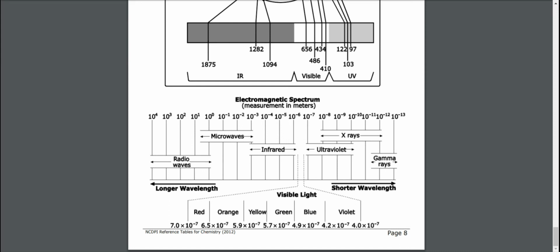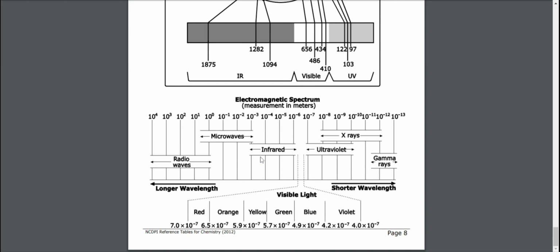Now let's look at the whole spectrum. On the left, the low energy side, we have radio waves. And it shows they have wavelengths of 10 to the fourth, that's 10,000 meters, down to about 1 meter. 10 to the 0 is 1. Then microwaves. These carry your cell phone signal as well as heating your food.